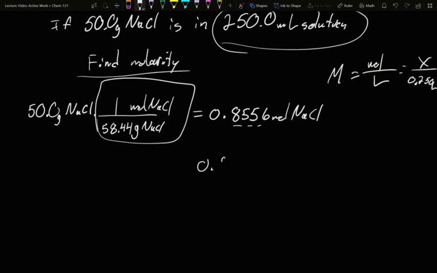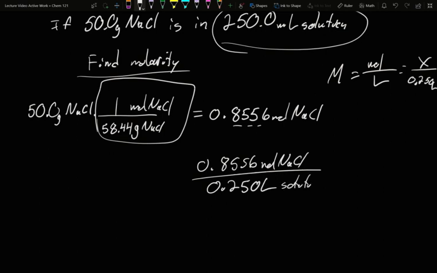So I have my moles, 0.8556. I have my volume, 0.250 liters. If I divide them, I will find that it is 3.42 molar NaCl. It is 3.42 moles per liter sodium chloride.